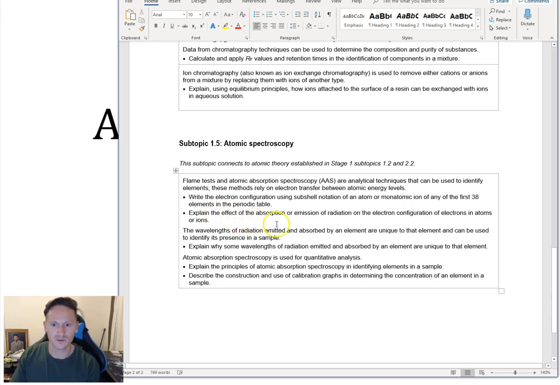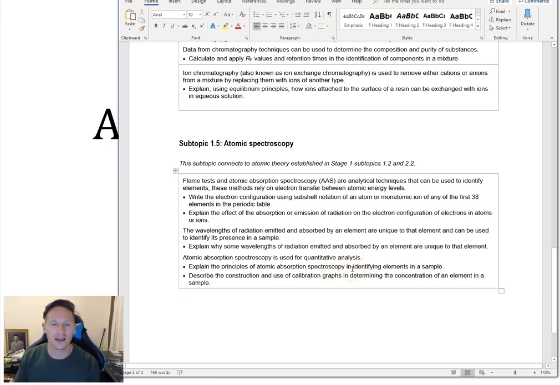Explain the effect of the absorption or emission of radiation on the electron configuration of atoms or ions. So we'll look at that. We're going to look at why some wavelengths of radiation emitted and absorbed by an element are unique to that element. And we're going to be looking at atomic absorption spectroscopy, or AAS, and how it's used for quantitative analysis.